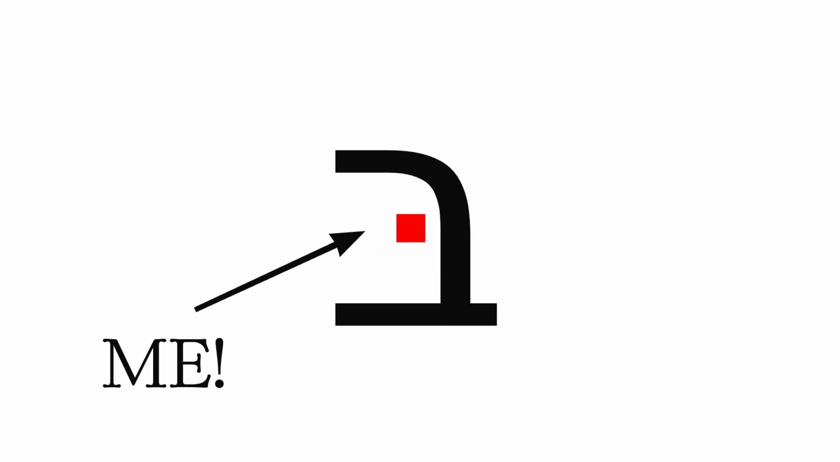I want you to look at this Beyt and draw one on the paper in front of you. Add a dot. Draw an arrow and label that dot me with an exclamation point. See Beyt as the house, and you are located in the Beyt.